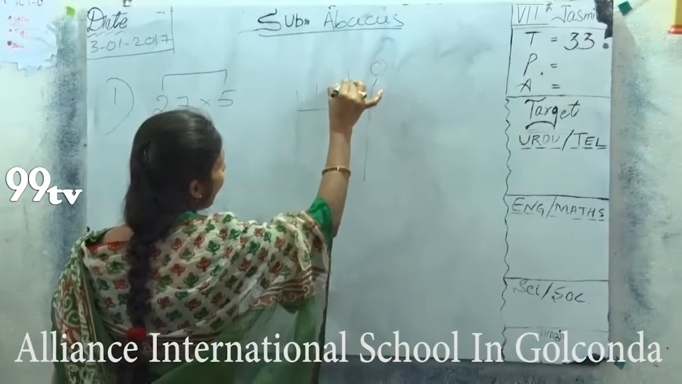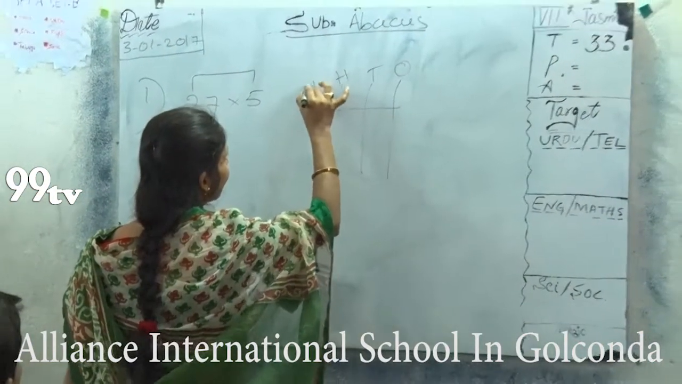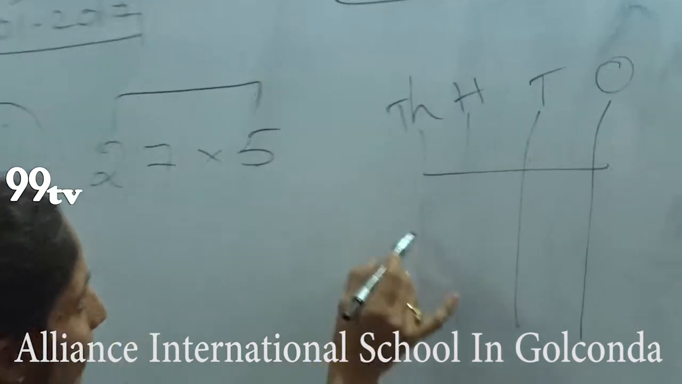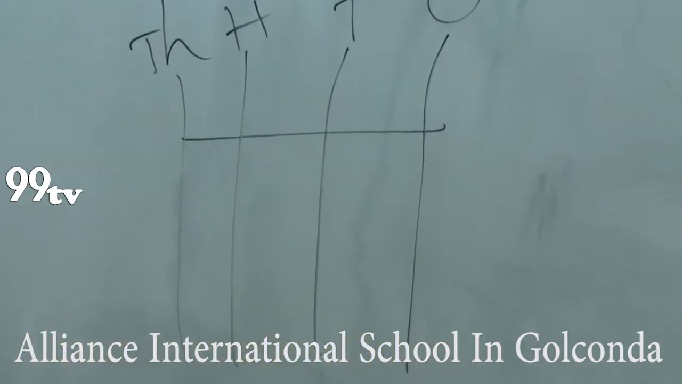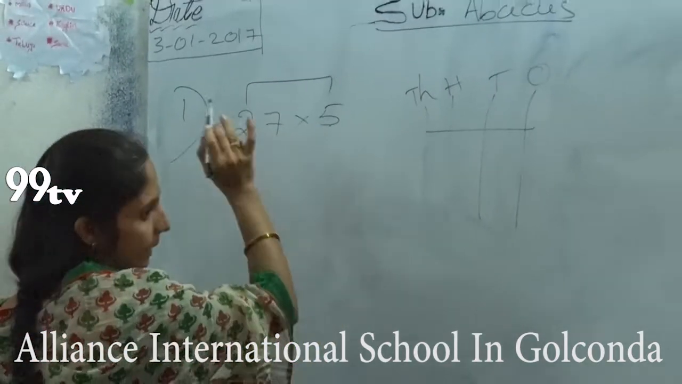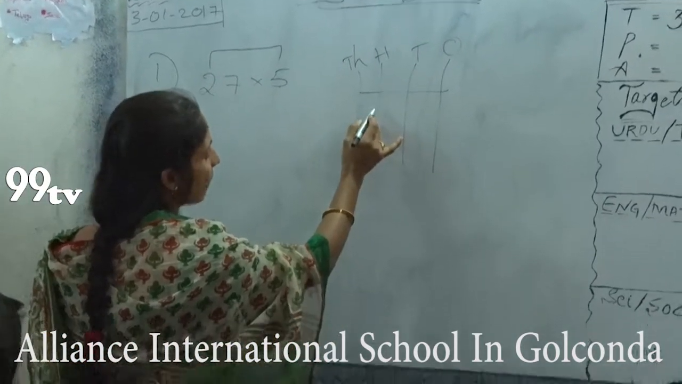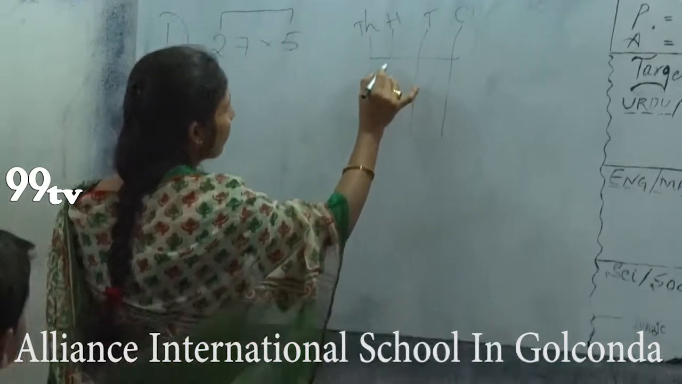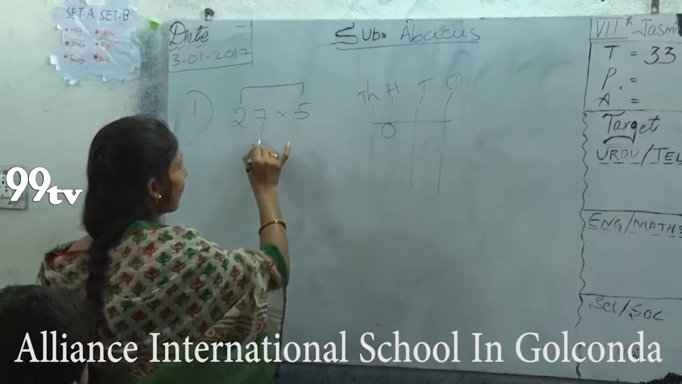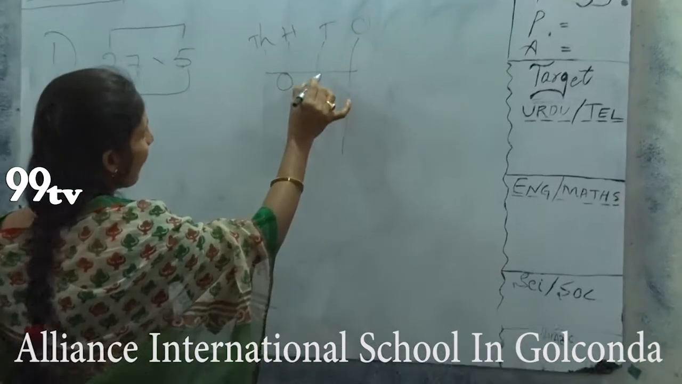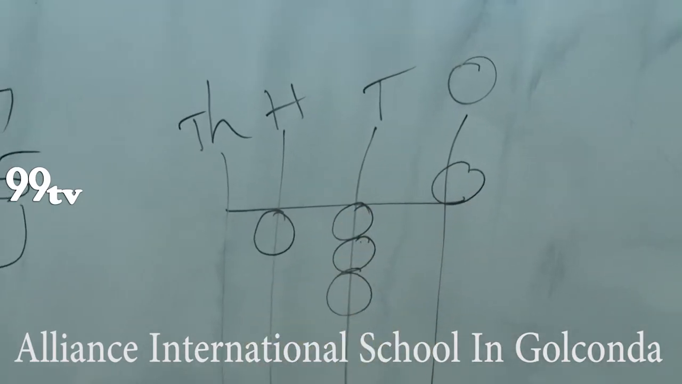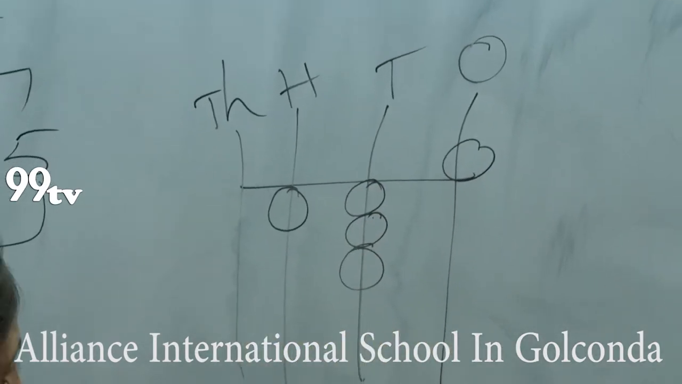20, 10, 100, 1000. Okay, 2 5s are 10. You have to start from the 100 place because there are 3 digit numbers. 2 5s are 10. 0, 10. Then 7 5s are 35, from the 10th place. Answer is 135.